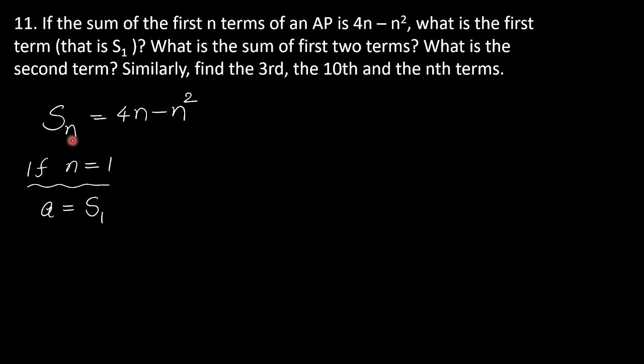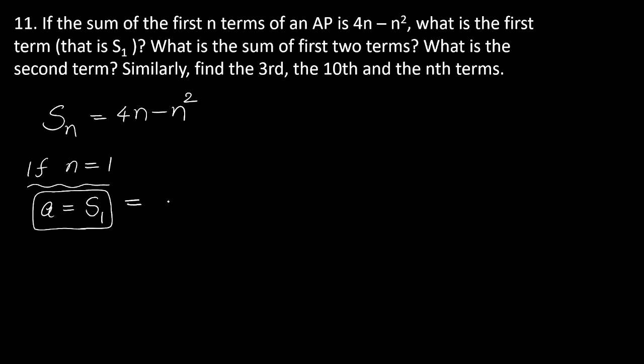What happens if I put n equal to 1? The progression contains only a single term, so S1 represents A. S1 means sum of first term, and sum of first term means the first term itself. Let me write it. After that you can ask me doubts. I think you better memorize this, then next time you will not have any confusion.